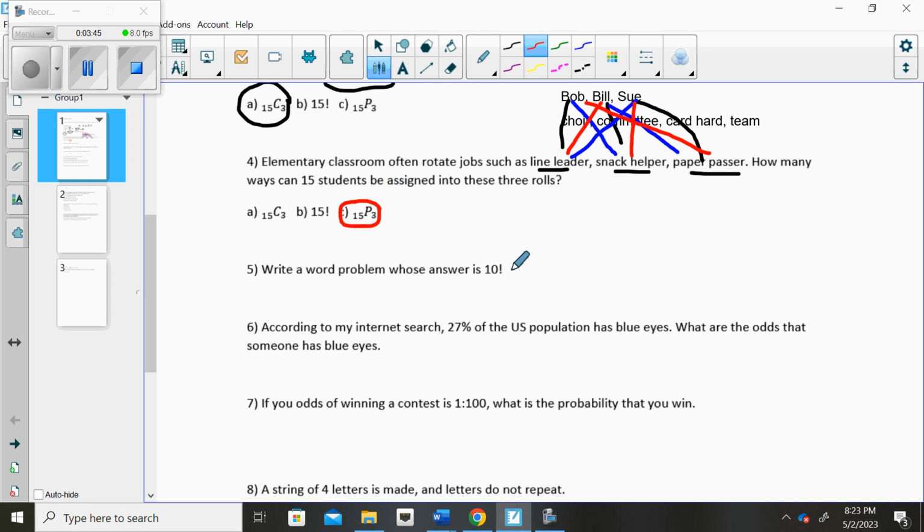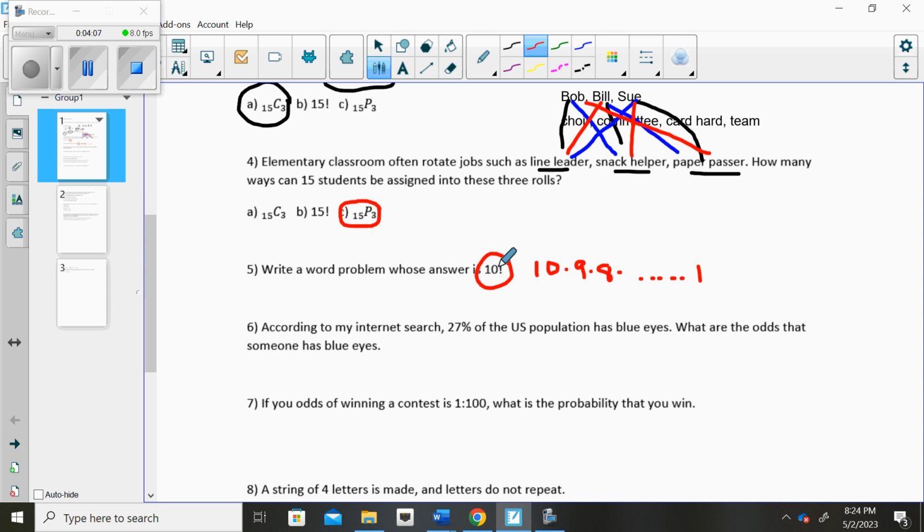Now a word problem for 10 factorial. Remember what 10 factorial means: 10 times 9 times 8 times 7 times 6, all the way down to 1. This just means arrange 10 things into 10 spots where the order matters.